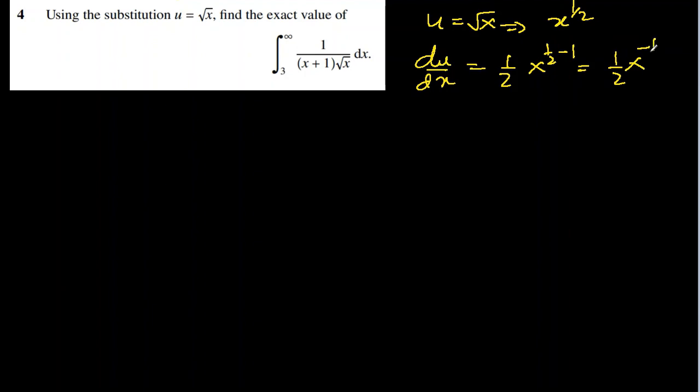So u is square root x, du over dx will be, first of all, square root of x can be written as x to the power half, so it will be 1 over 2 x to the power half minus 1, which is 1 over 2 x to the power minus half. That makes it 1 over 2 square root x.